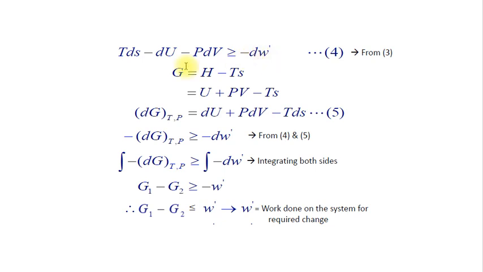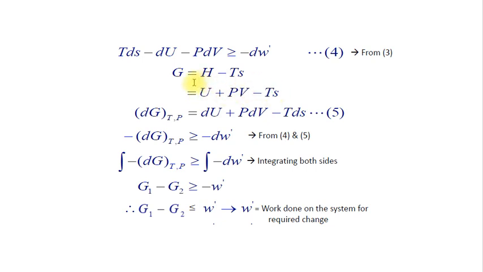Now from the definition of Gibbs free energy, G is the Gibbs free energy. Gibbs free energy is defined as H minus TS. H is the enthalpy of the system, T is the absolute temperature, S is the entropy of the system, and enthalpy can be defined as U plus PV. U is the internal energy of the system, P is the pressure of the system, V is the volume of the system. So G, the Gibbs free energy, equals U plus PV minus TS.